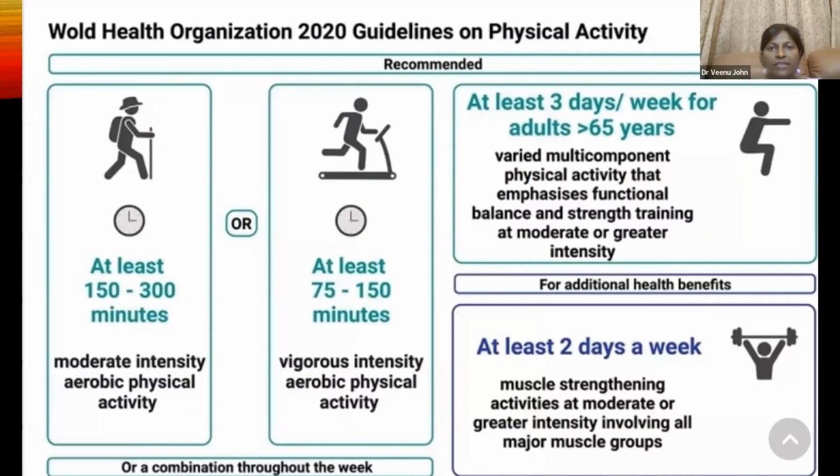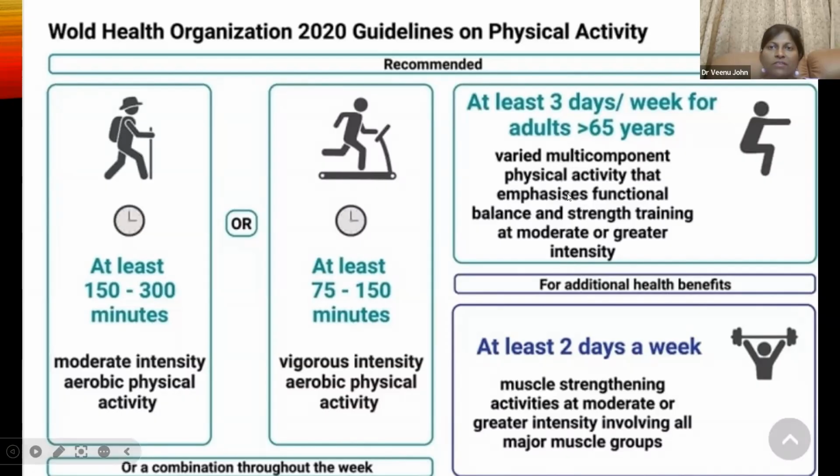So, based on all these studies, what the WHO recommends according to the 2020 guidelines: for adults, we expect them to do 150 to 300 minutes of moderate intensity aerobic physical activity per week. Or if it is vigorous high intensity activity, 75 to 150 minutes is fine. This is basically a minimum recommendation that is given in order to have better cardiovascular outcome. This is for adults.